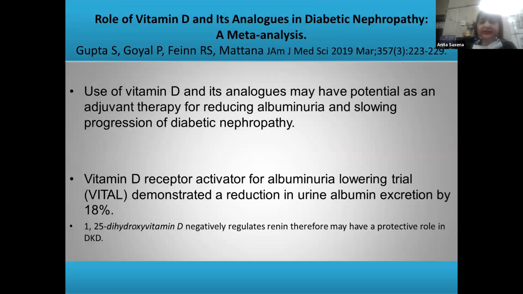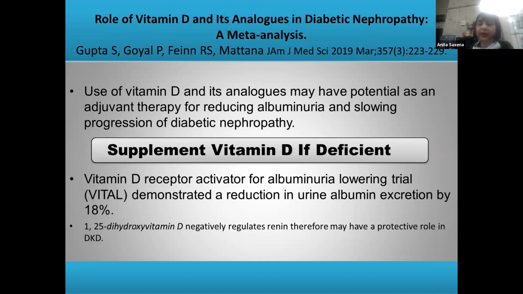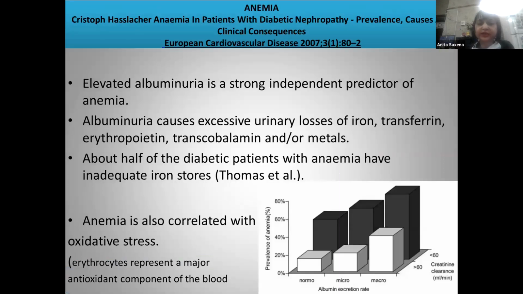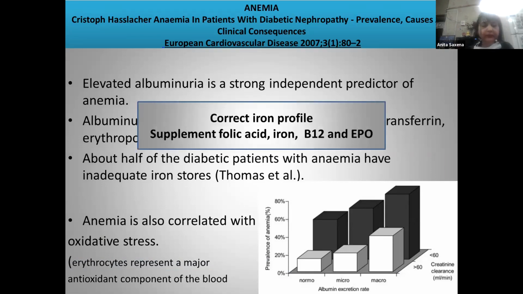Now, use of vitamin D and its analogs may have potential as an adjuvant therapy for reducing albuminuria and slowing progression of diabetic nephropathy. The Vitamin D receptor activator for albuminuria lowering trial, the VITAL trial, demonstrated a reduction in urine albumin excretion by 18%. So supplement vitamin D if deficient. Elevated albuminuria is a strong independent predictor of anemia. Albuminuria causes excessive urinary losses of iron, transferrin, erythropoietin, transcobalamin, and or other metals. About half of the diabetic patients with anemia have inadequate iron stores, and therefore correct iron profile with folic acid, iron, and B12 and EPO supplementation.